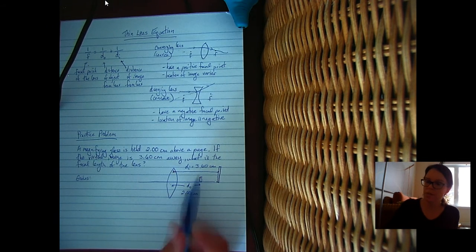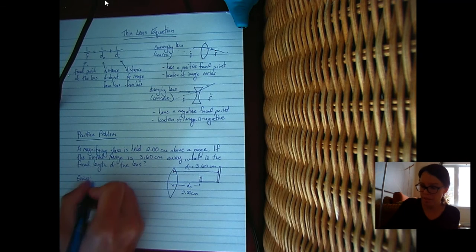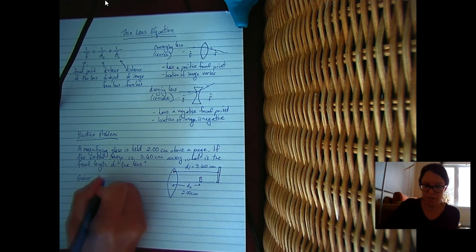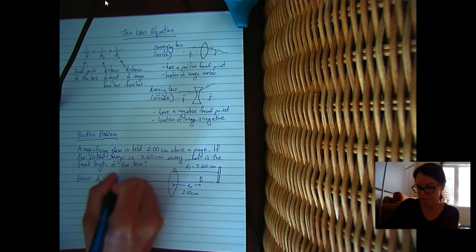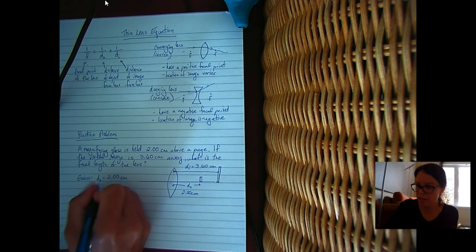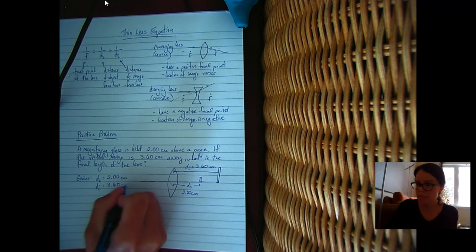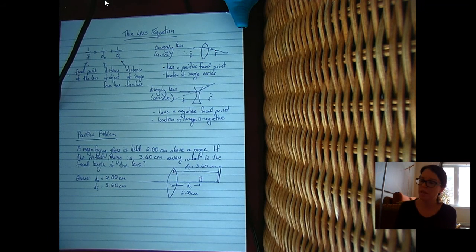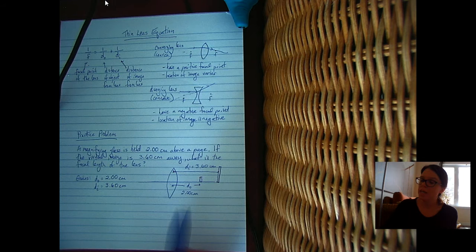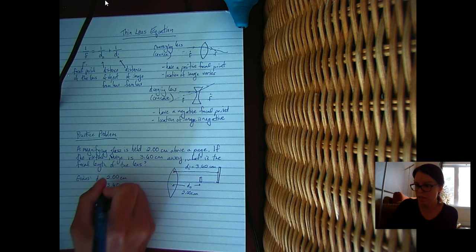I know DO and I know DI from the question. So the distance of the object, DO, equals 2.00 centimeters. Always keep your units. And DI equals 3.60 centimeters. Okay. Now, because it's on the same side of the lens as your object, this should be negative.